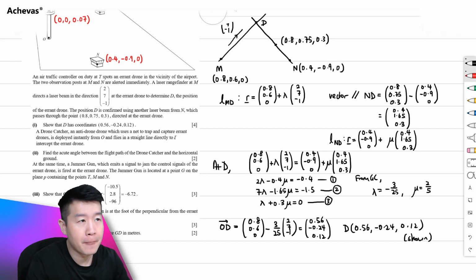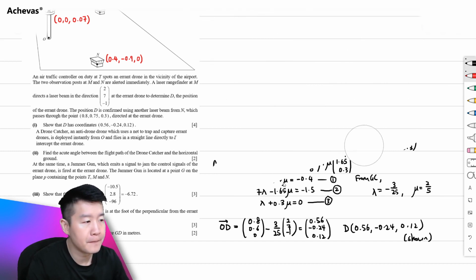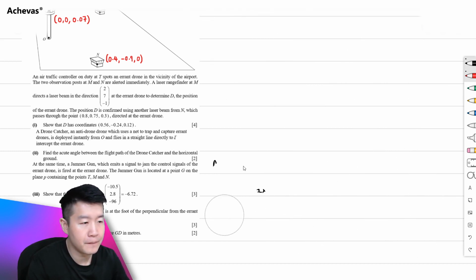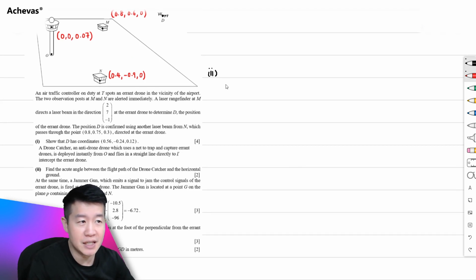Okay, next. Next, part 2. Part 2, I want to find the acute angle between the flight of the drone catcher and the horizontal ground. The drone catcher is going to be deployed from O. Then after that, you will go to D. So you'll be going from O to D, which means that we are looking at something that is like this.